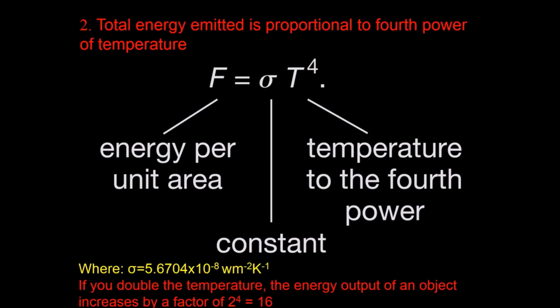The other equation we have is to find flux. The flux is how much energy per unit area an object is giving out. So if it was a star, we could find out how much energy per square meter is being emitted by the star. Another constant is introduced here called sigma. Sigma is 5.67 times 10 to the minus 8 watts per square meter per inverse Kelvin.